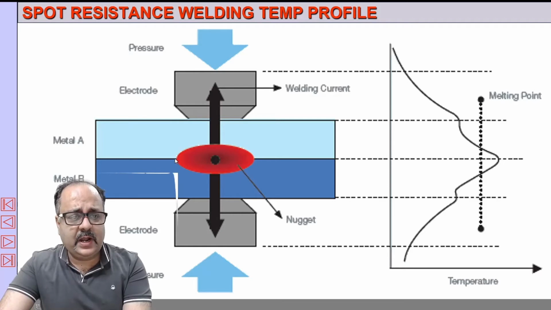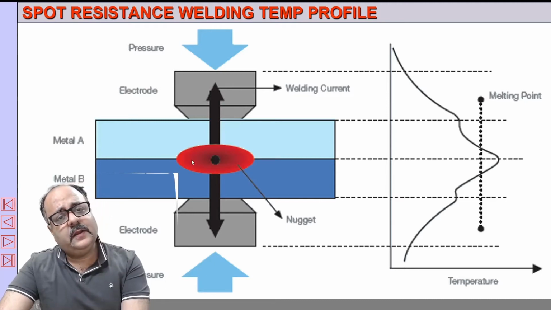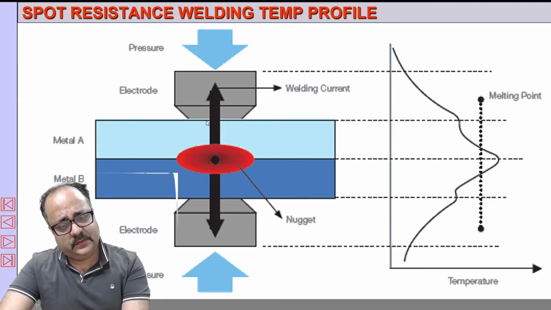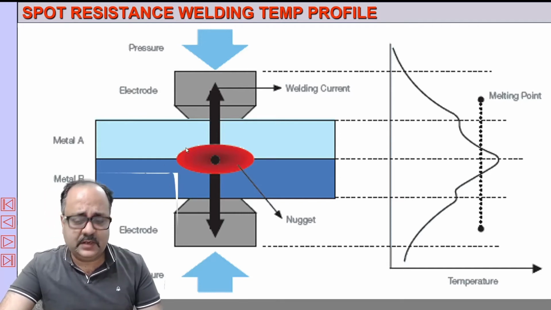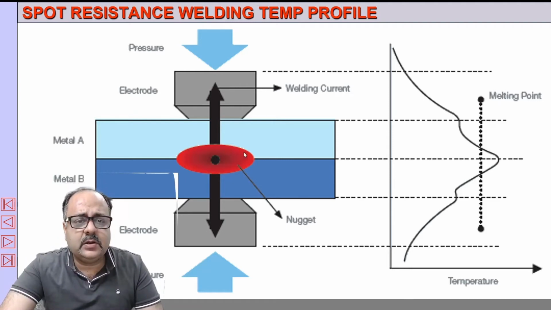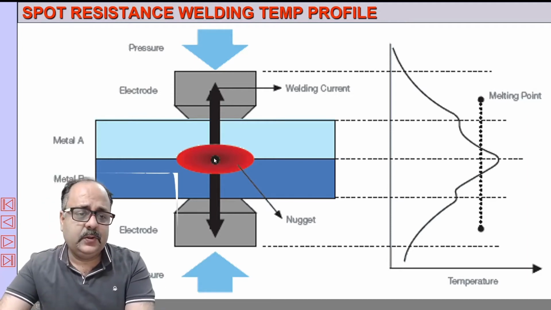So this is a weld nugget that is formed under pressure between the two metal pieces, metal A and metal B, when high current is passed for a certain amount of time. If you see the structure of the nugget, I'll show you in the actual picture. Here there will be a columnar structure, and in the center there may be an equiaxed structure.